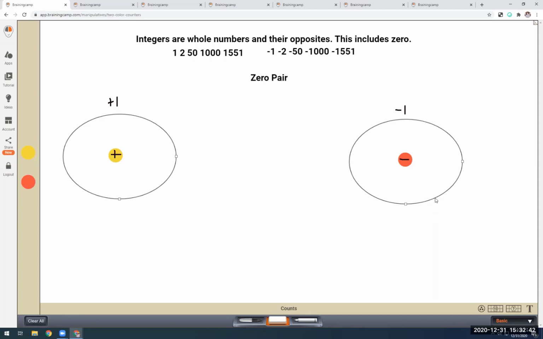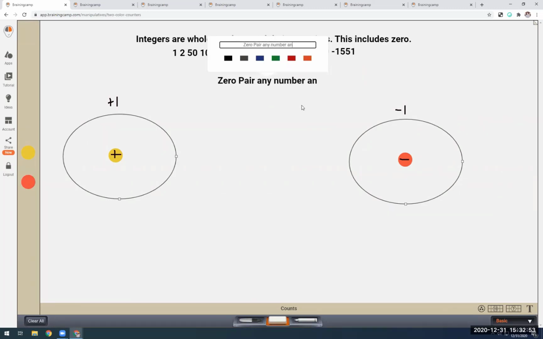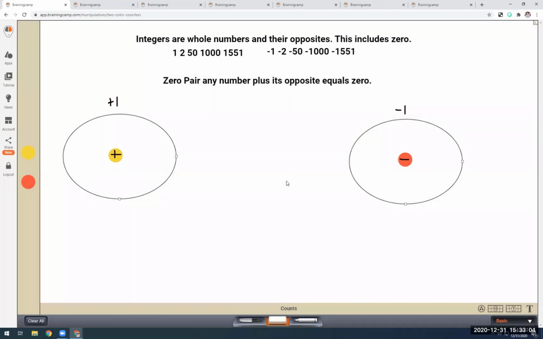With these counters, we often will make a 0 pair. So let's define what a 0 pair is. A 0 pair is any number plus its opposite equals 0. Okay, so for example here, if I did my 1 yellow counter plus my 1 red counter, they would equal 0. It's +1 plus -1 equals 0. So we could cancel those out. Let's use these counters and these 2 vocabulary words to talk about how we add and subtract integers.